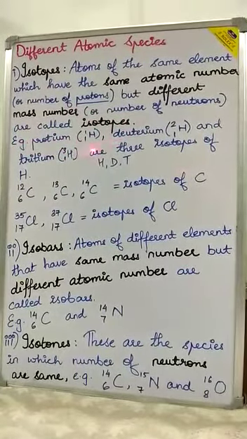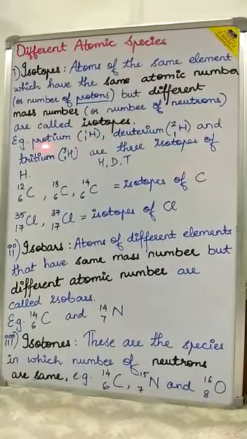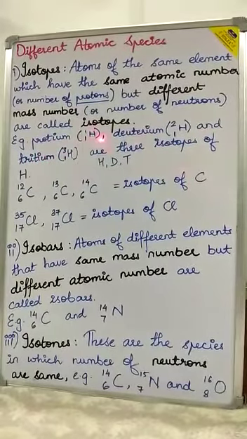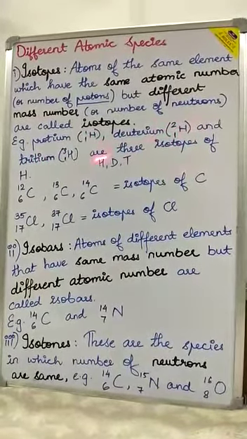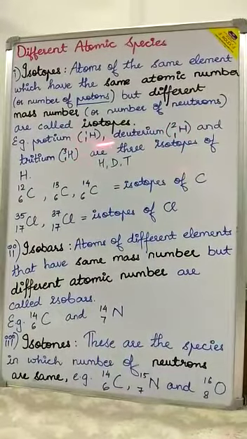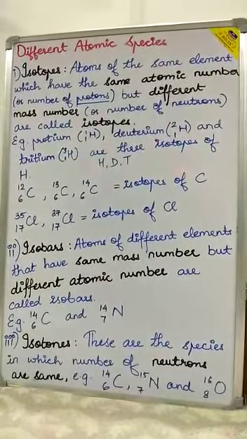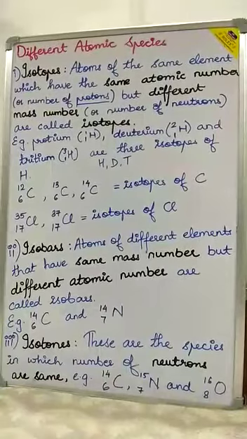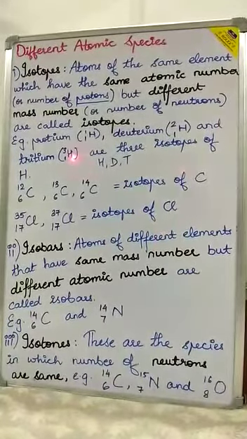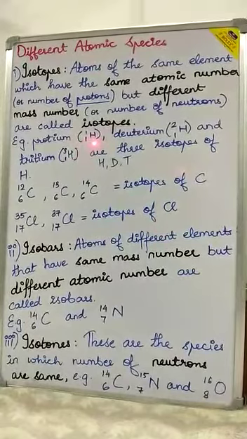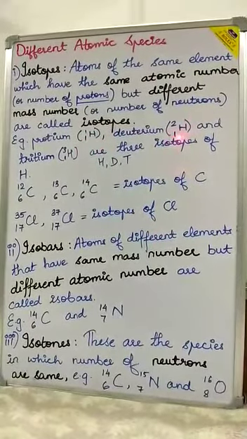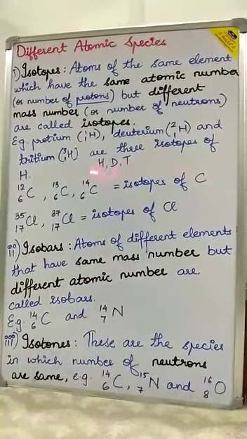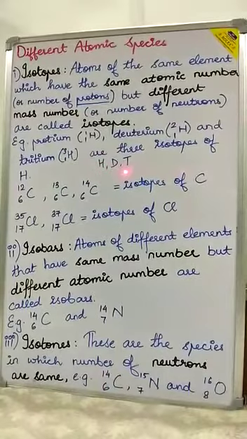Example is hydrogen's 3 isotopes, students: protium, deuterium and tritium. 1H1, 1H2 and 1H3. You can see that all have the same atomic number, but their mass number is different, hence their number of neutrons is different. In protium, you can see that there is no neutron, but in deuterium there is 1 neutron, and in tritium there are 2 neutrons. They are denoted by the letters H, D and T.